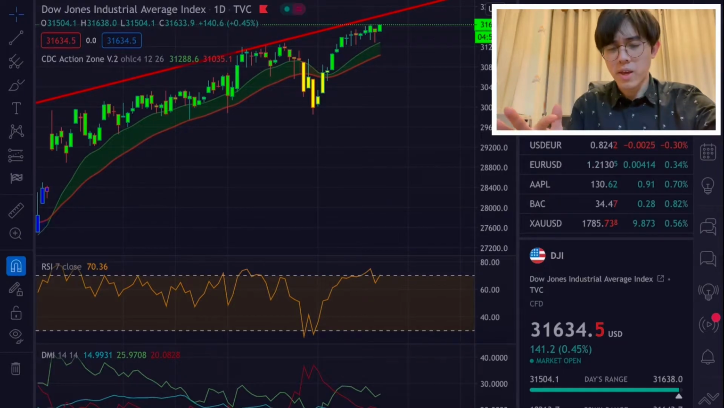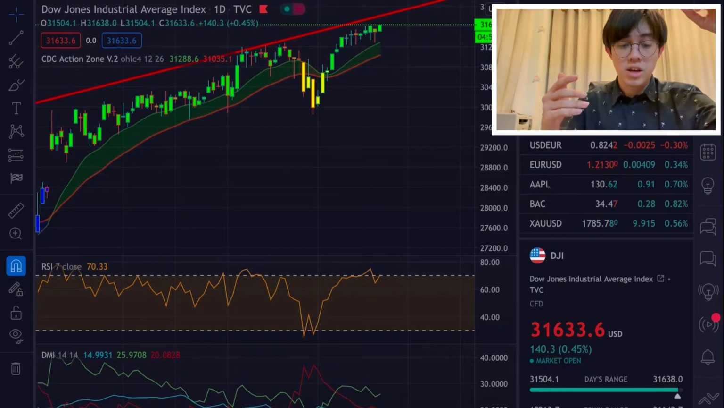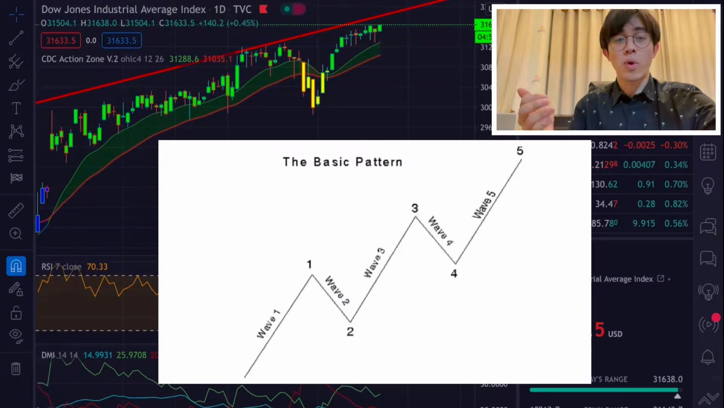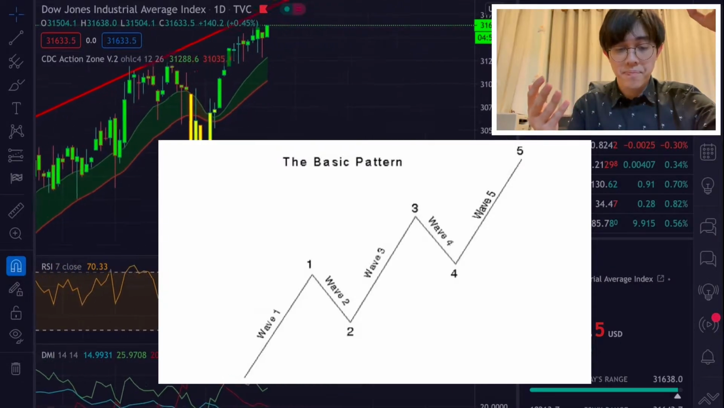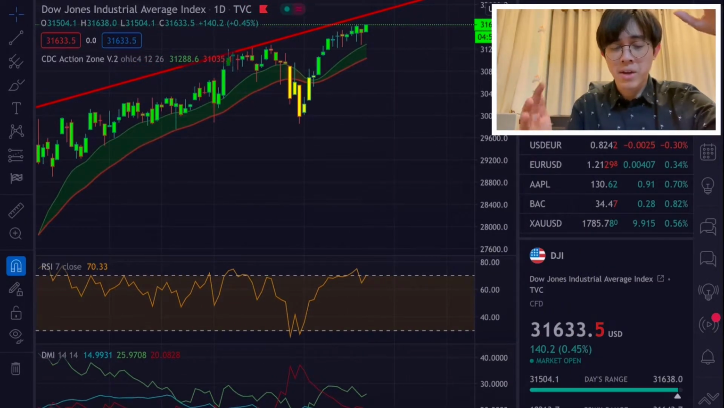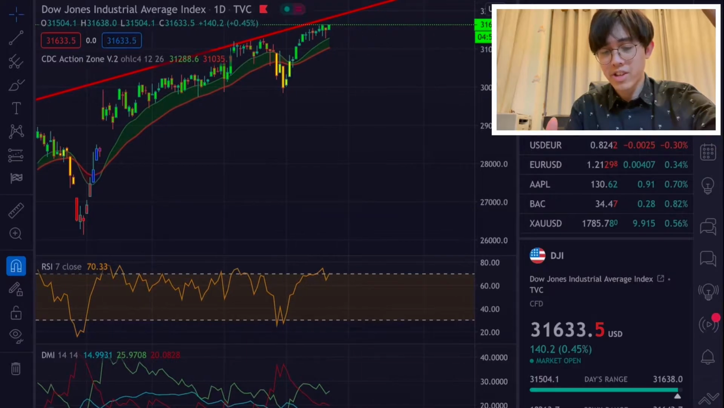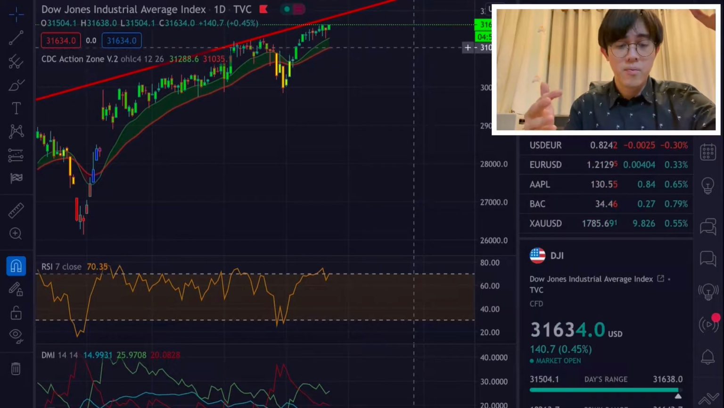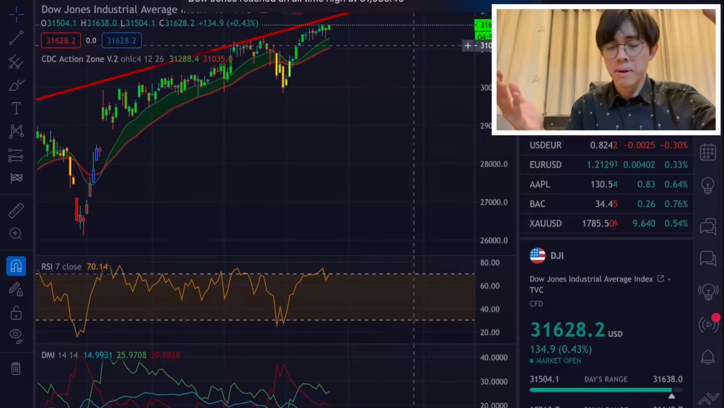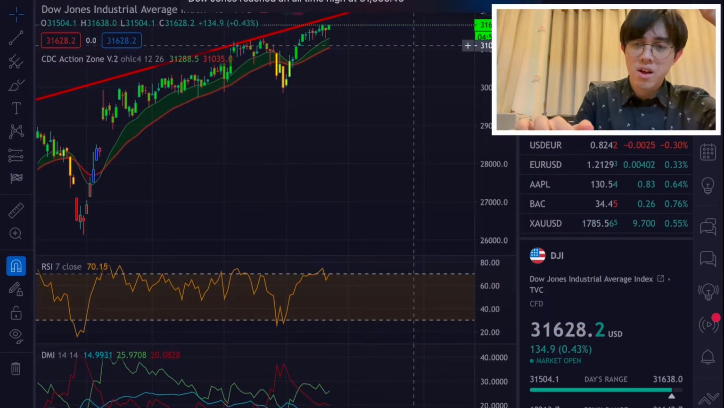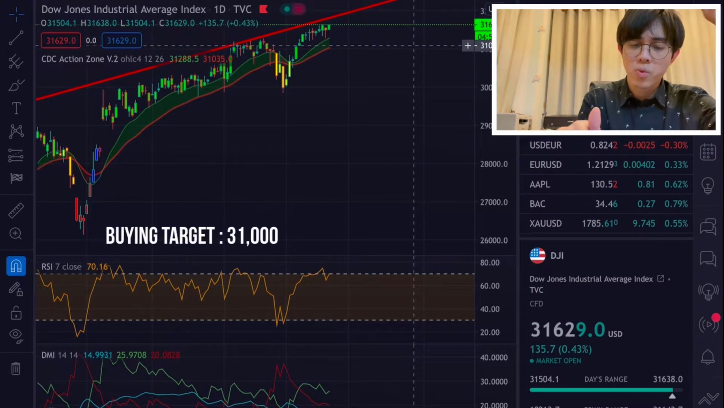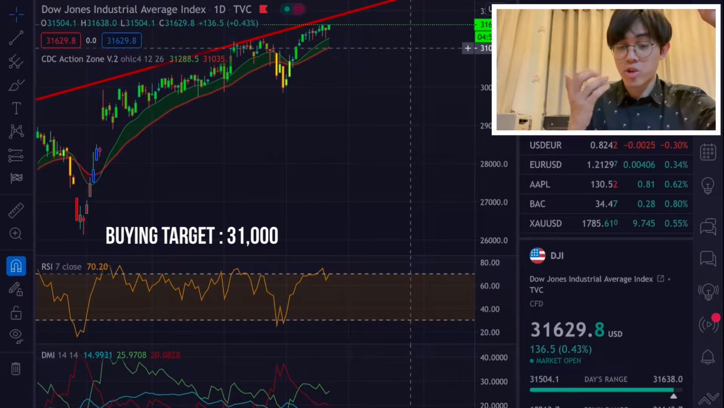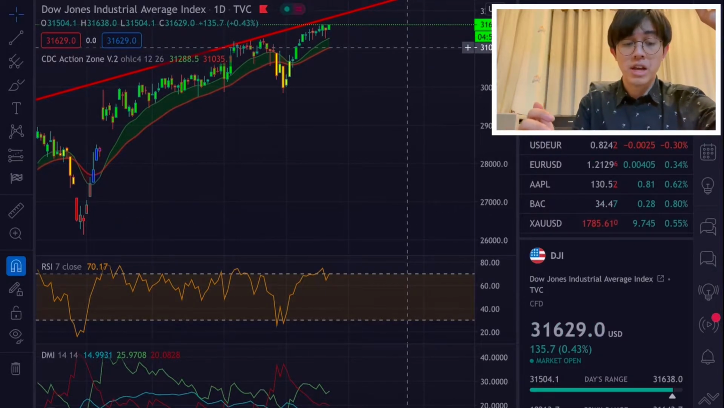But no need to be afraid. It just needs to come down in order to keep the little wave patterns. My call on the Dow Jones Industrial Average Index is to wait for it to come down a little bit, maybe around 31,000, which would be very good looking before going up yet again.